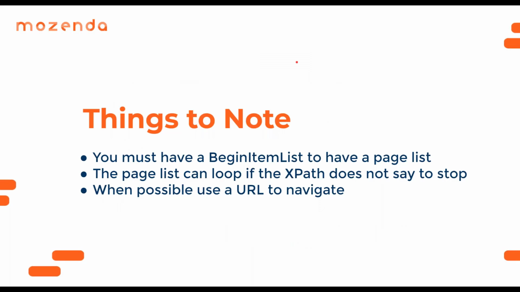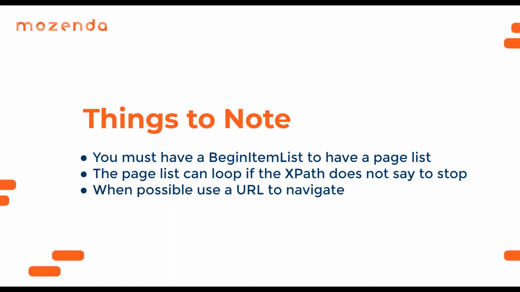Things to keep in mind: when there is a page list, you need to have a begin item list to insert that action. So if you don't have a list of items that you're collecting, whether a list of products, contacts, reviews, whatever that may be, the action to add a page list won't be available. I have some shortcuts I'll show you, so if you do need a page list, you can add that.